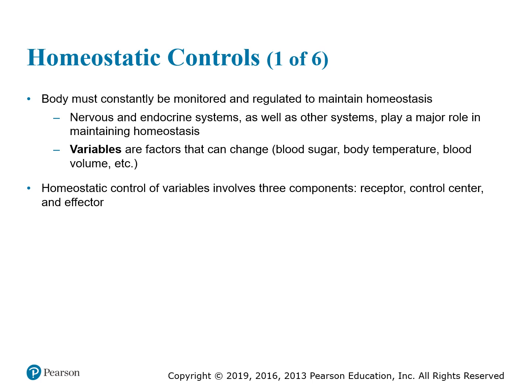The things that are changing are called variables. And so examples of variables would include blood sugar, body temperature, blood volume, etc. And so all of these axes have three parts, really. The receptor, where a need is sensed, a control center, which is integrating the signal and then sending out some type of signal to an effector to try and elicit some sort of change that will adjust this variable.